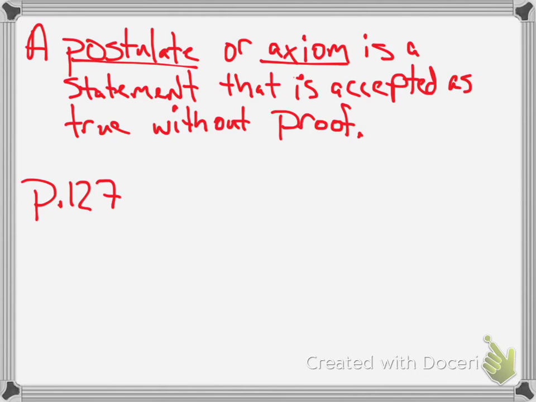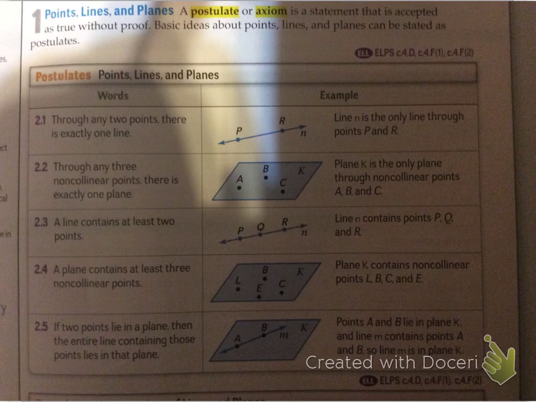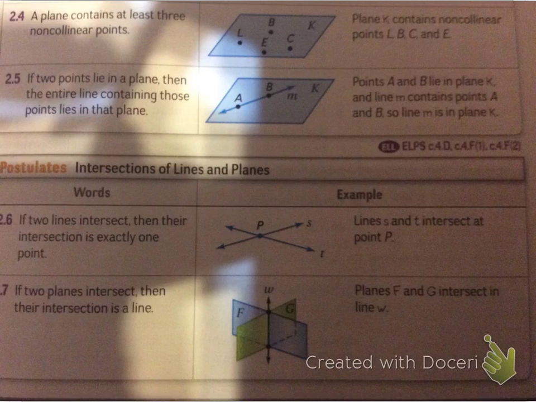Anyways, on page 127, you will see the next few postulates. So if you want to copy those down, because you can't see them that well off the video, that's fine. You can get them from the book later. So, through any 2 points, there is exactly one line. Through any 3 non-collinear points, there is exactly one plane. A line contains at least 2 points. A plane contains at least 3 non-collinear points. If 2 points lie in a plane, then the entire line containing those points lies in that plane. If 2 lines intersect, then their intersection is exactly 1 point. If 2 planes intersect, their intersection is exactly 1 line.